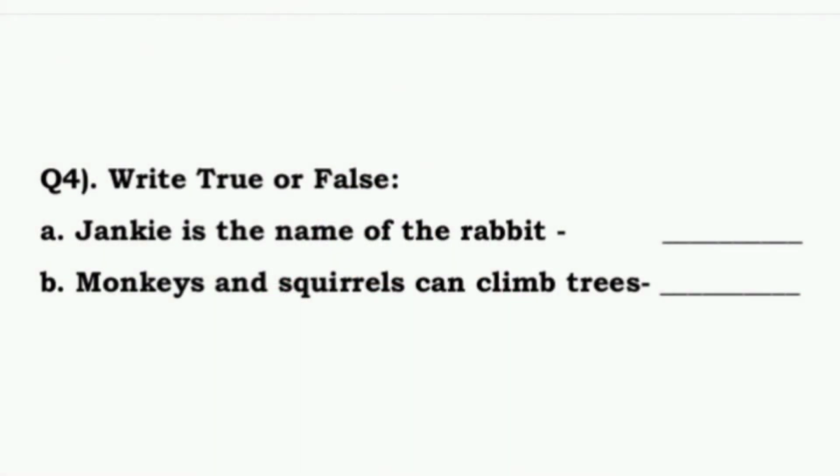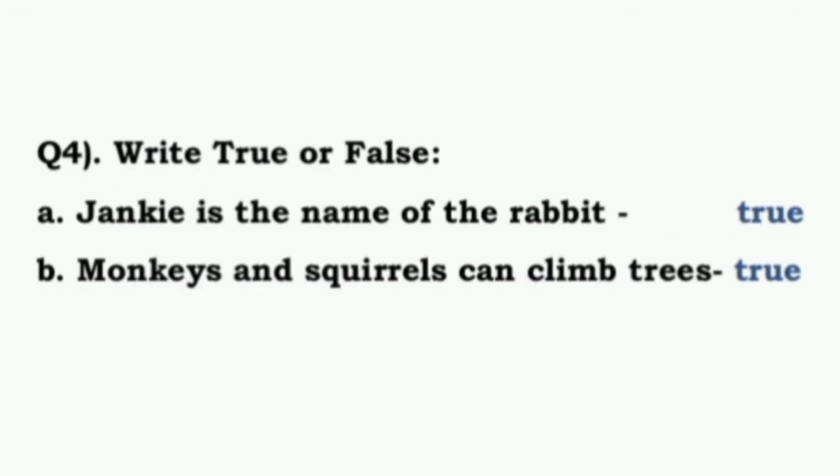So kids, now when the chapter is clear to you, let us quickly see a few exercises of this chapter, Janki the rabbit. So the first exercise is write true or false. If you feel that the sentence is correct, you will write true. And if you feel the sentence is wrong, you will write false. So the first sentence is, Janki is the name of the rabbit. And the answer is true. The second sentence is, monkeys and squirrels can climb trees. And the answer is true for this also. So in your copies, you will write true for both the sentences.